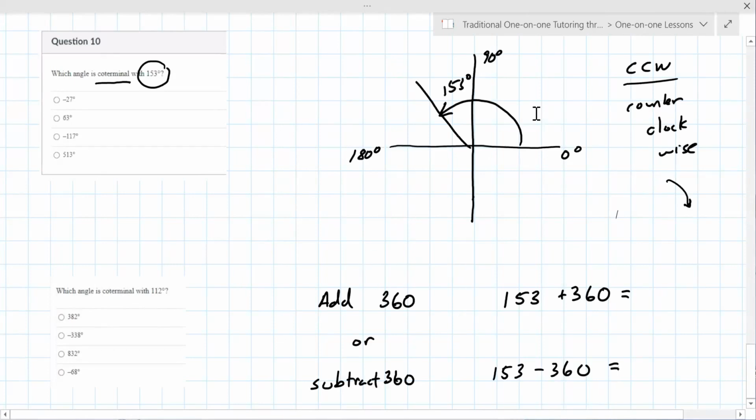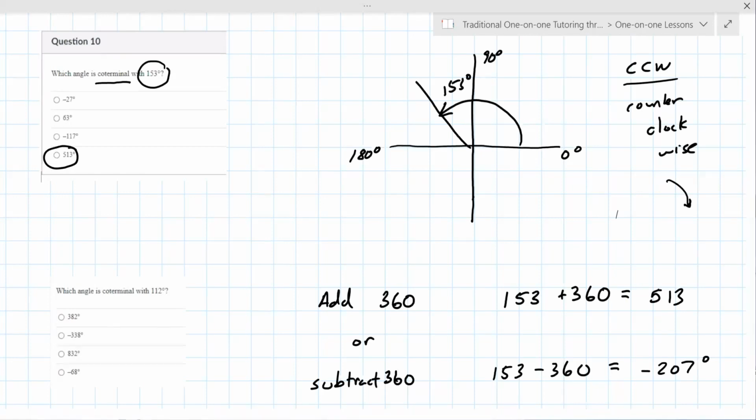Let's get those out. Desmos has a scientific calculator phone app. It's pretty handy. Cool. Would it be 513? 513 degrees, yes. And then the other one is negative 207 degrees, I think. And you can see that that one is correct there for that.